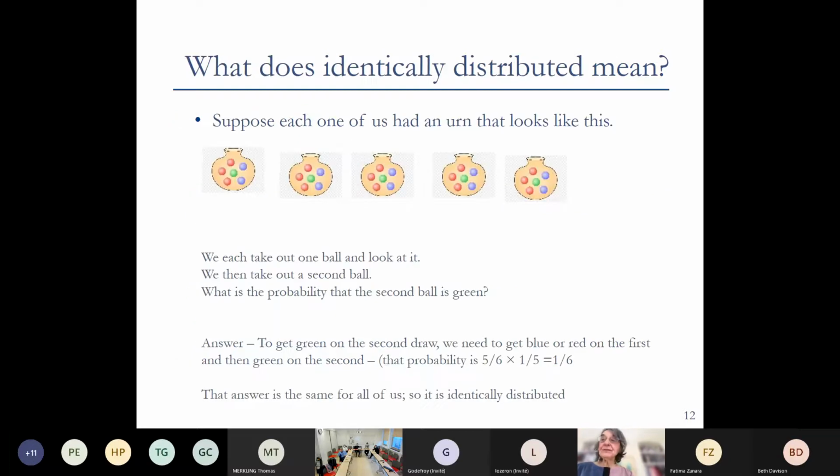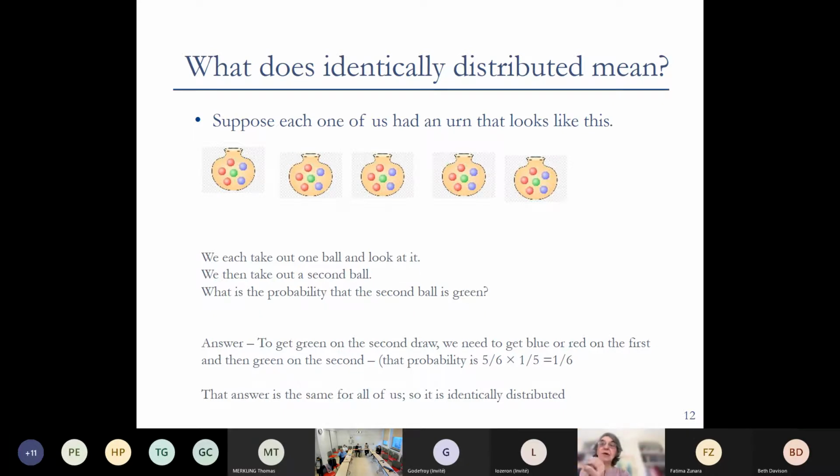Next slide. Now let's talk about identically distributed. Imagine now that each one of you has an urn. And in that urn, there are 3 red balls, 2 blue balls, and 1 green ball. And our experiment is that we each take out 1 ball and we look at it. Then we take that first ball and we put it aside. We don't throw it back in our urn. We take out a second ball. What is the probability that the second ball is green?